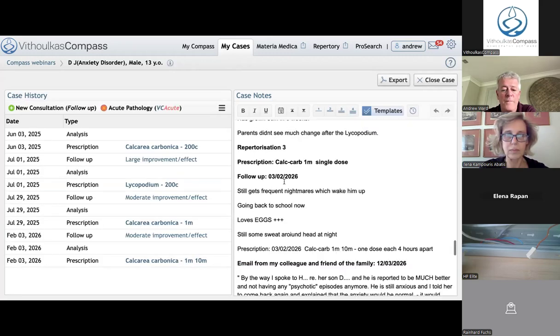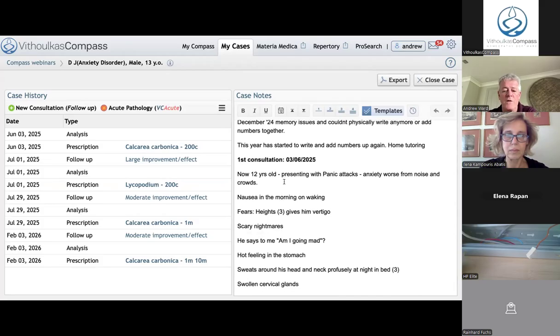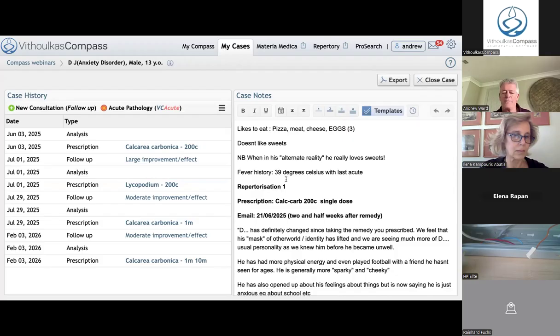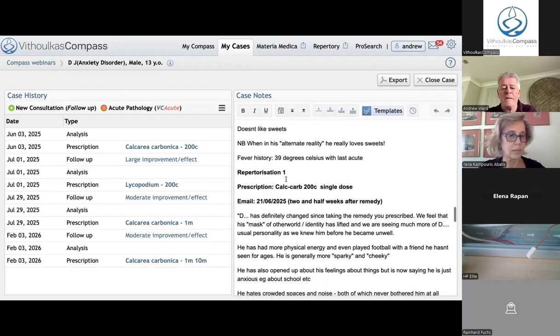So we see that at the initial consultation, Calcarea was given in a 200C single dose. And it doesn't matter, you see, what the condition is, as long as you have a remedy so clearly indicated. The condition can be anything from eczema to cancer to mental diseases. This for me is a kind of psychosis state, although the neurologist denied it. It doesn't matter as long as the remedy is indicated.